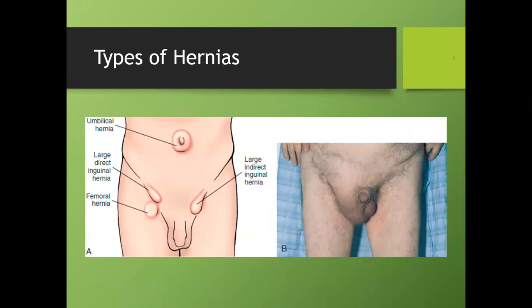So here's an image. You've got the umbilical hernia up top near the umbilicus. You have a large direct inguinal hernia and a large indirect inguinal hernia. And both of those present in the groin area, just one's a little higher. The femoral hernia and the femoral canal.